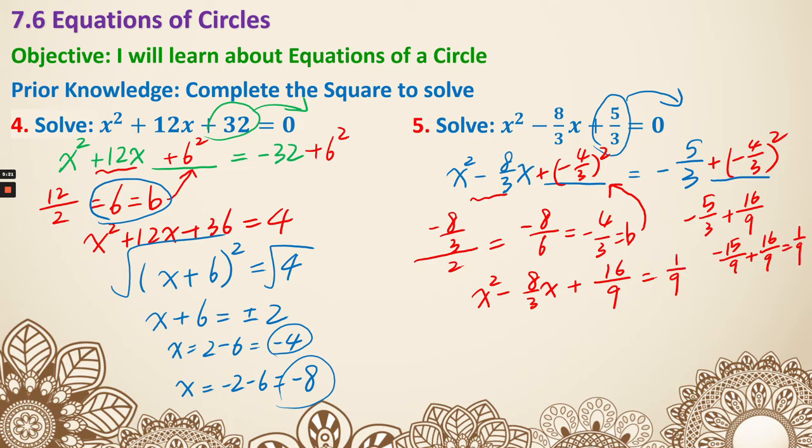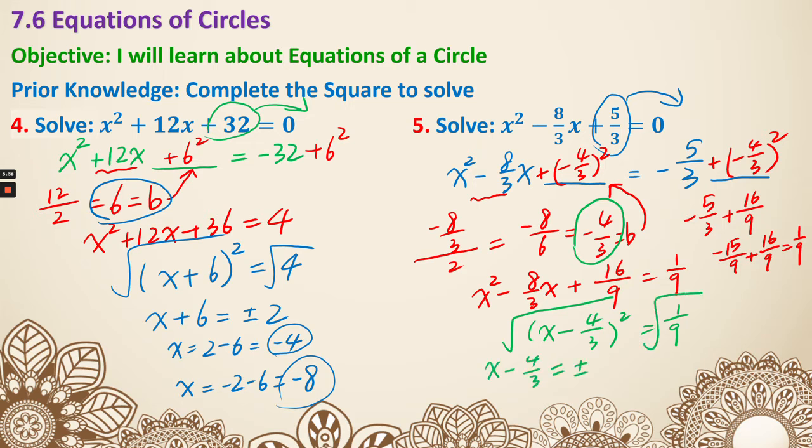Again, we don't need to do any factoring. We can just take this number right there and put it inside the parentheses with an x. So (x minus 4/3) squared is going to be 1/9. We're going to square root both sides. We're going to get x minus 4/3 equals plus or minus 1/3, because when we square root 1/9, we're going to get plus or minus.